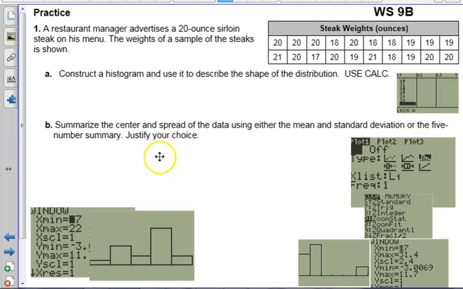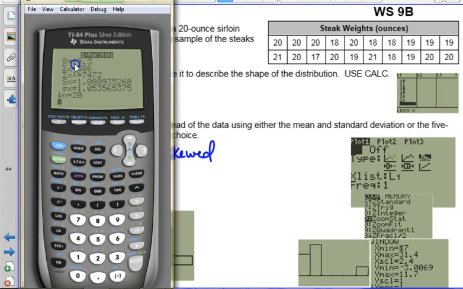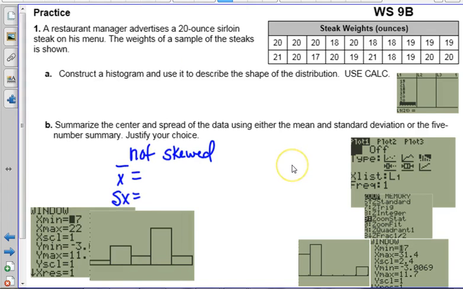Because the mean and median are so close together, if we said it's not really skewed, then what would we report? Do you remember which one it is? It would be the mean and the standard deviation. Okay. Which were what? 19.3 and 1. So the average steak weighed 19.3 ounces, with almost all of the steaks being within 1 of that.